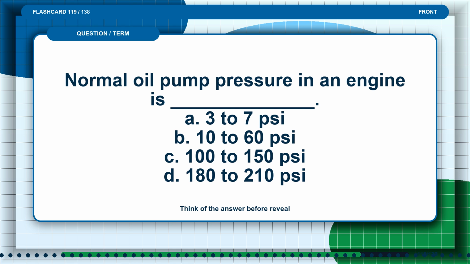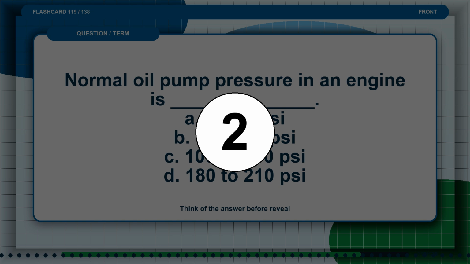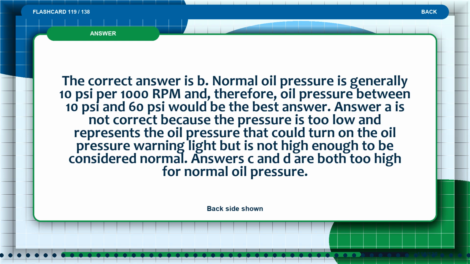Flashcard 119. Normal oil pump pressure in an engine is blank. A, 3 to 7 psi. B, 10 to 60 psi. C, 100 to 150 psi. D, 180 to 210 psi. Pause and think of the answer before the reveal. The answer is. The correct answer is B.